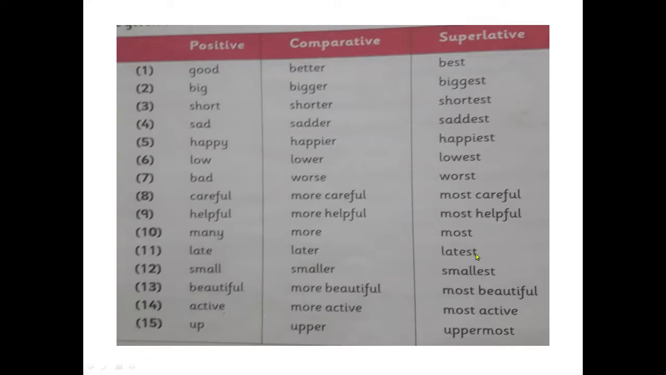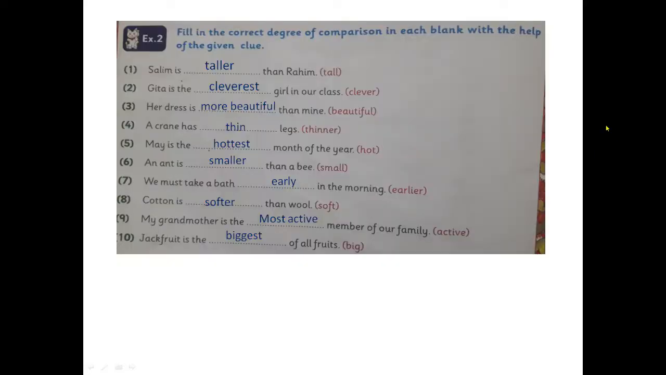Late, later, latest. Small, smaller, smallest. Beautiful, more beautiful, most beautiful. Active, more active, most active. Up, upper and uppermost. Students, you also have to read all these examples of positive, comparative and superlative adjectives, and then write them in your notebook also. That means you have to learn, read and write also. These are some exercises given in your notebook. We will solve them here and discuss them for you.